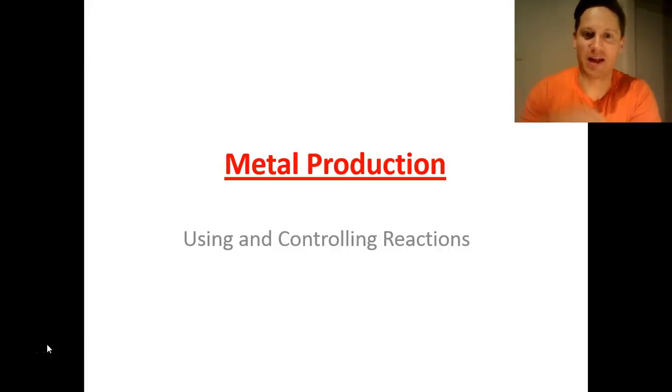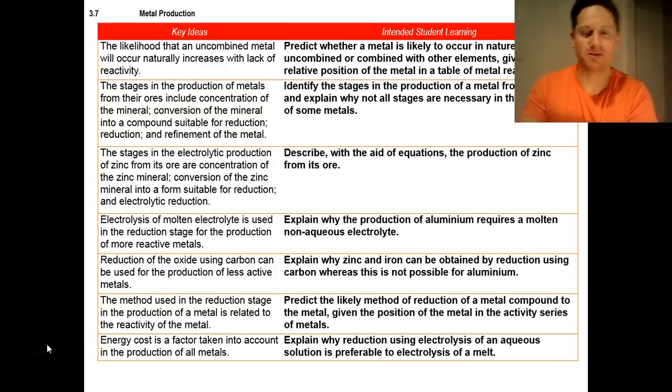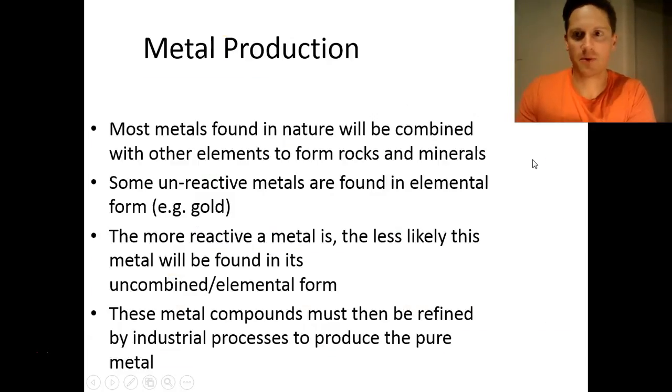Today's video lesson we're going to have a chat about metal production. So this is the end of the using and controlling reactions topic for 12 chemistry. We've got the key ideas and intended student learnings here. I'm not going to talk about all of these, but we're going to be covering all of these in the video, and in particular focusing on the production of zinc from its ore as a specific example.